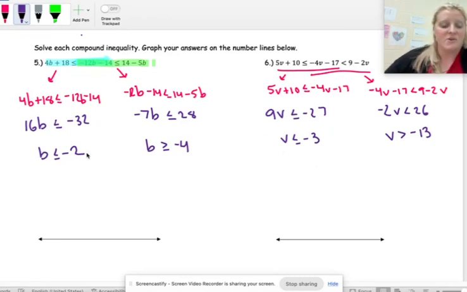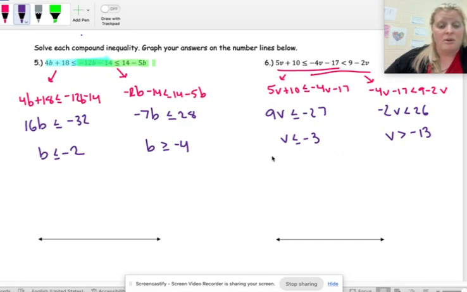Okay, so let's see how you did. I got -2 and I got -4 when I solved mine, and I had to remember that to divide by -7 I have to flip the sign. So if you did it my way, just remember to flip that sign. And then for number 6 I got -3 and I got -13. So these numbers represent your endpoints.